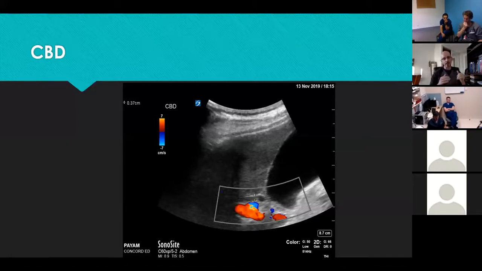And in the elderly, usually the age above 60, the general rule of thumb is that we divide age by 10, and that would be the upper limit of the normal diameter of the CBD. For example, if you have an 80-year-old patient, even without cholecystectomy, the CBD might be up to 8 millimeters.